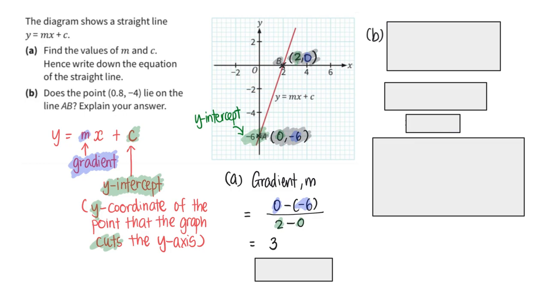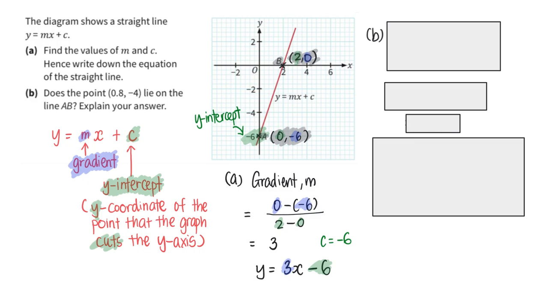And also I've gotten my y-intercept as -6 already. So my c is equal to -6. And therefore, when I piece everything together, the equation of the line will read y equals 3x plus minus 6, where m is 3, c is -6. And let's move on to part B.